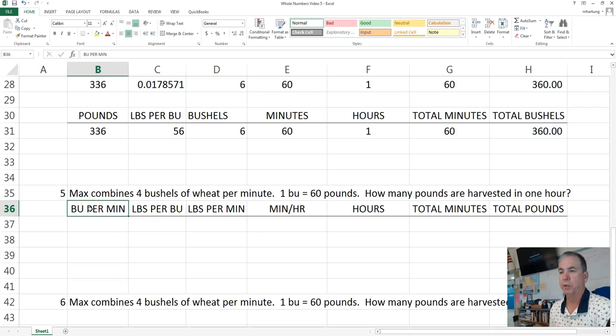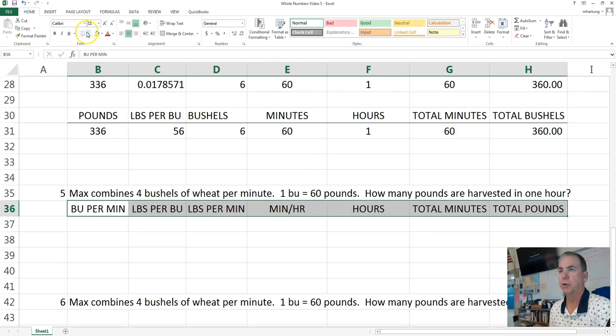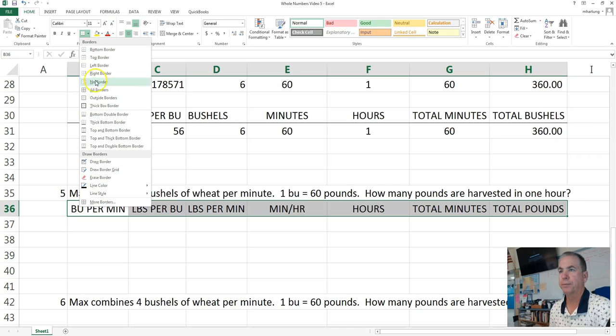Once again, bushels per minute, you're going to have to make this column a little bit wider. Pounds per bushel. This column, and I think maybe the total minutes or total pounds maybe have to be wider, but let me know if you have a question about how to do that. And then after you get all your categories in, you're going to want to put a border underneath it. I'll go ahead and do that again.